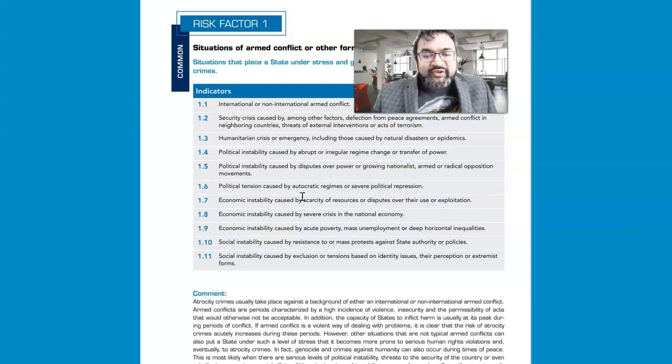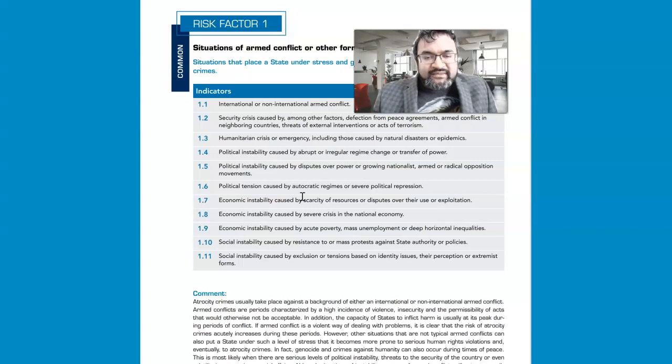Economic instability 1.7 caused by scarcity of resources or disputes over their use or exploitation. A lot of times, for instance, the pipeline that's going through the Dakotas, and it's going through the Native American lands. And so the scarcity of resources is driving this exploitation of other landscapes, and there's exploitation there and dispute over land.